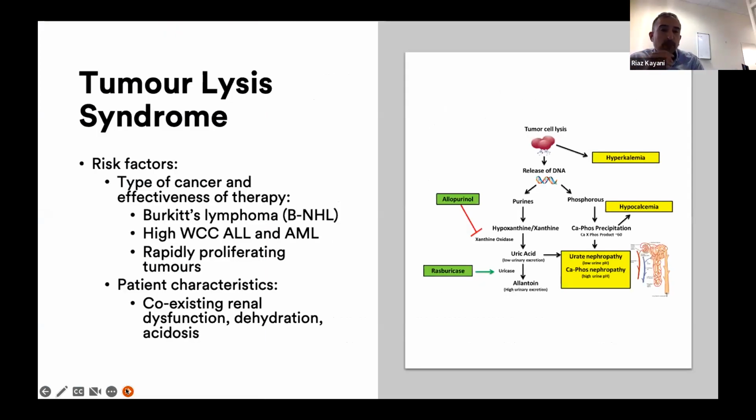From an intensivist point of view, the high count ALLs, the high count AMLs, and the rapidly proliferating tumors such as Burkitt's are sitters for developing tumor lysis. Those patients do very often come to the ICU, particularly during initiation of treatment. Depending on the presentation, there can often be pre-existing conditions, and if there's pre-existing renal dysfunction, that already puts you at higher risk. If you're already dehydrated or already acidotic, then from an intensivist point of view, the alarm bells are ringing.